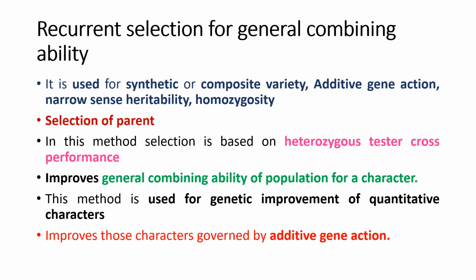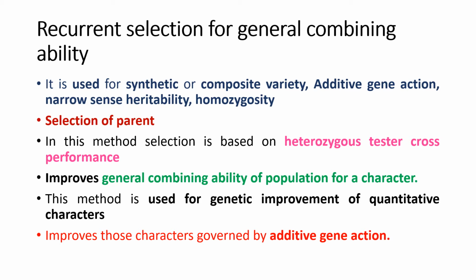Recurrent selection for general combining ability. It is used for synthetic or composite variety, additive gene action, narrow sense heritability, and homozygosity. In this, selection of parent is based on heterozygous tester cross performance. It improves general combining ability of population for a character.